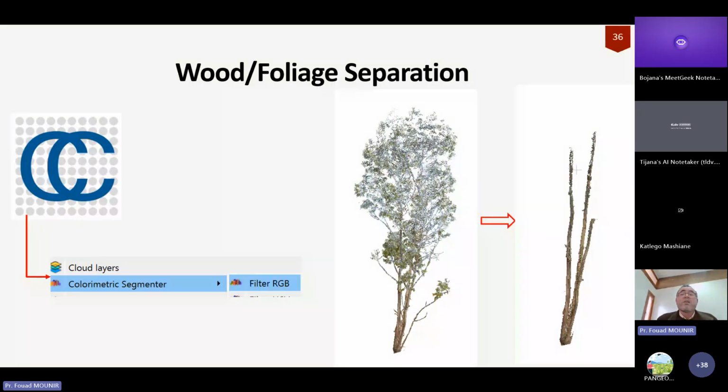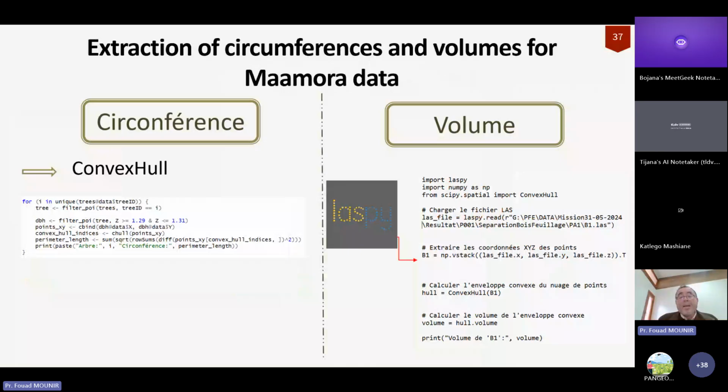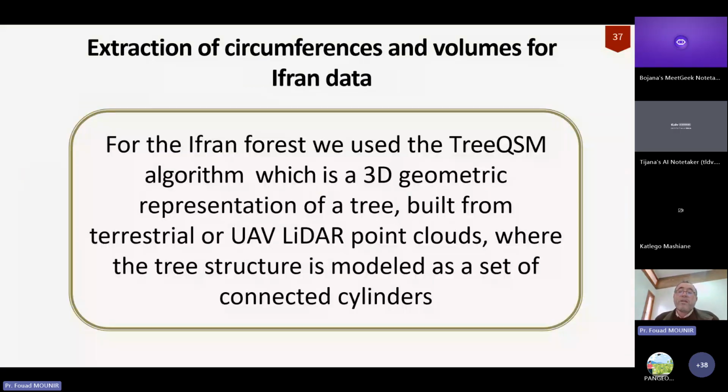Concerning the extraction of circumference and volume for Maamora data, we used mainly convex hull functions from R and the Alpha shape package from Python that gave us the ability to extract circumferences and volume. For the different data, we used mainly the QSM algorithm, which is the 3D geometric representation of the tree built from terrestrial or UAV LiDAR point clouds, where the tree structure is modeled as a set of connected cylinders.